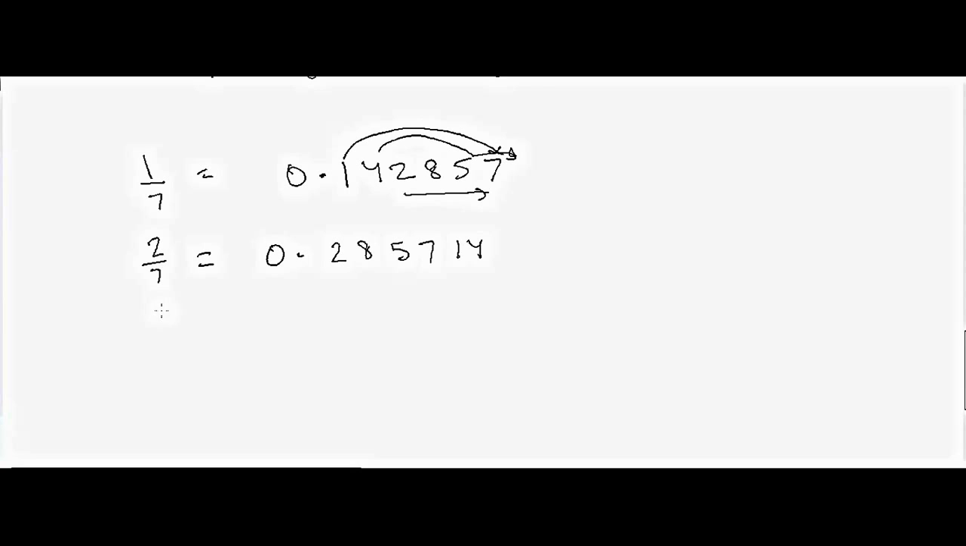Let's do it again, 3 by 7. In this case, I'll look at the third smallest digit, which is 4. So I'll start with 4, 2, 8, 5, 7, 1. So that is the answer. You can keep doing this for other numbers. That's one of the tricks which, if you show it to your friends or to your kids, could amaze them.